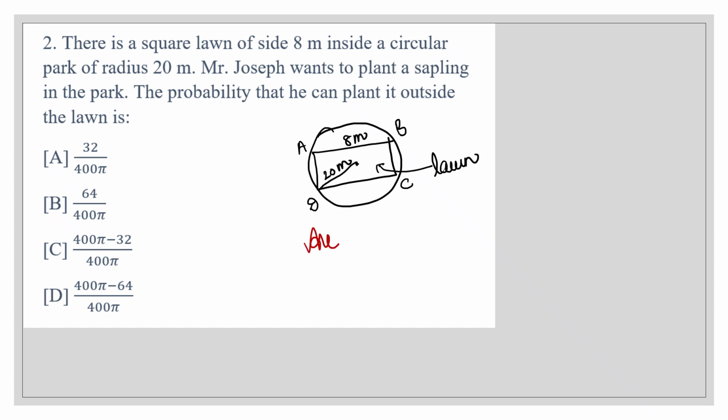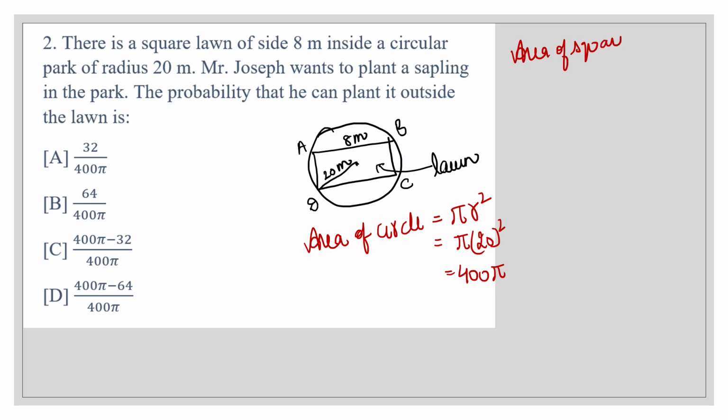So first find the area of the circle, as it is bigger. The total will be the area of the circle, pi r square. Check the options. Everything is in pi, so do not substitute the value of pi. Let it be in pi. R is 20, squared. So this will be 400 pi. This is total. Now what is the area of the square? Area of square is side square, that is 8 square, 64.